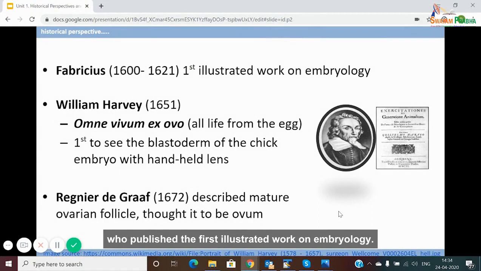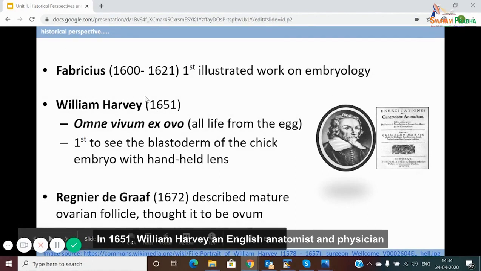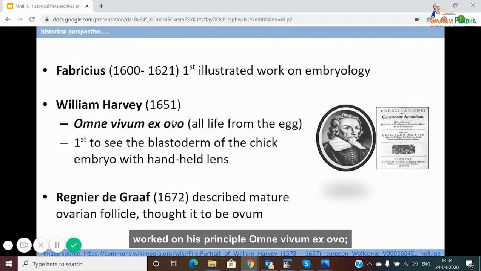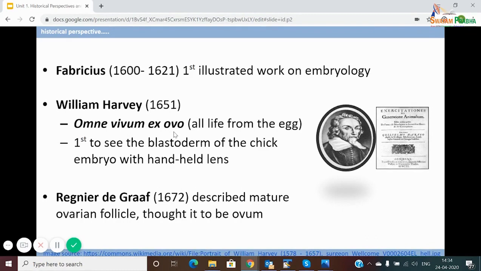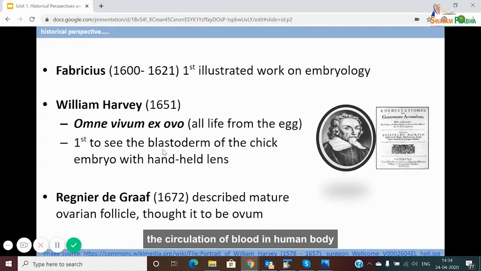In 1651, William Harvey, an English anatomist and physician, worked on his principle, Omne vivum ex ovo, that is, all life arises from the egg. It meant that all organisms, including mammals, originate from the egg. He was the first one to see the blastoderm of the chick embryo with his handheld lens. And yes, he is the same one who discovered the circulation of blood in the human body, as you must have studied in your physiology class.